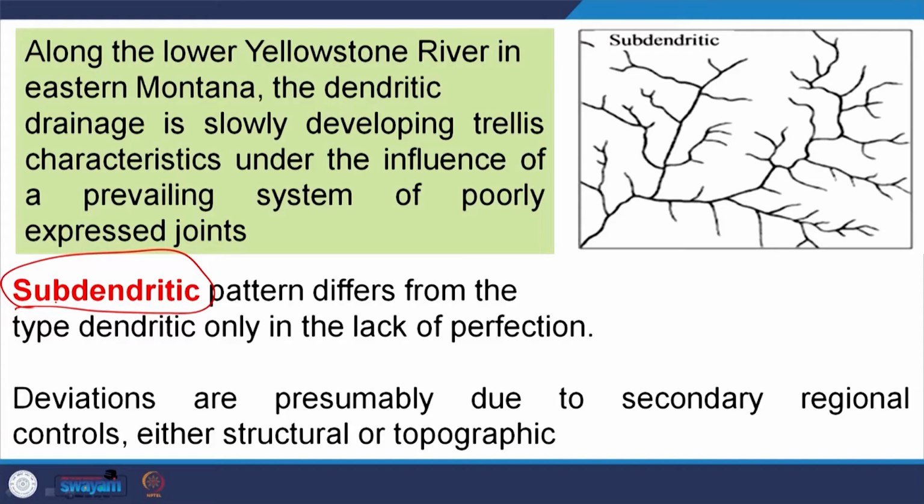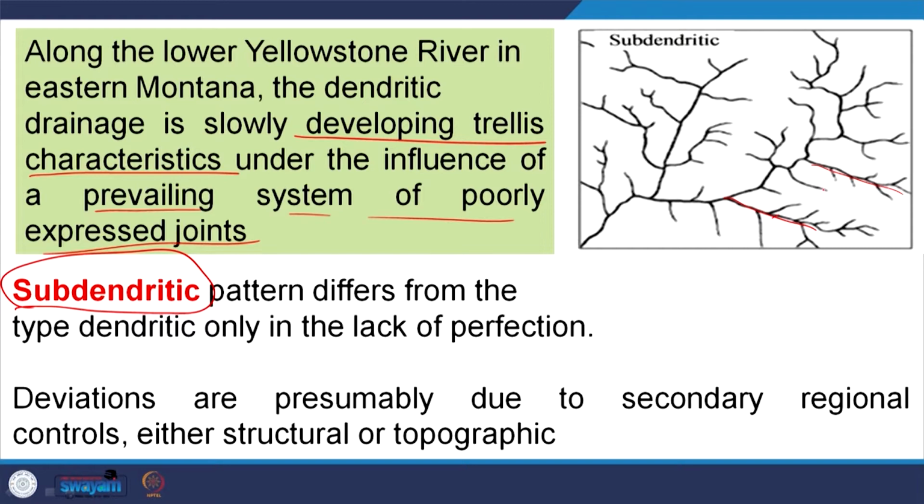Here there is some modification, called subdendritic. That means the whole channel system does not show purely dendritic characteristics. That is why it is called subdendritic. One example is along the lower Yellowstone River in eastern Montana, where the dendritic pattern is slowly developing trellis characteristics under the influence of a prevailing system of poorly expressed joints. So, subdendritic means you see here it is showing trellis characteristics.